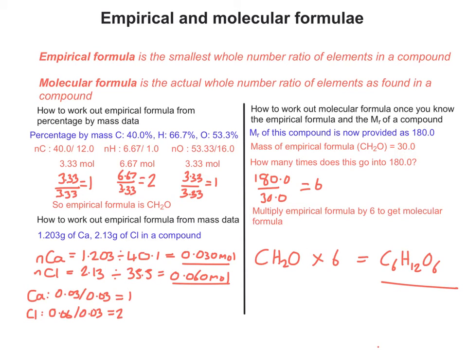So just like before, what I do is I take the number of moles of the element that I have and divide it by the smallest number, which in this case is 0.03. That gives me a 1 to 2 ratio, which gives me an empirical formula of CaCl2.